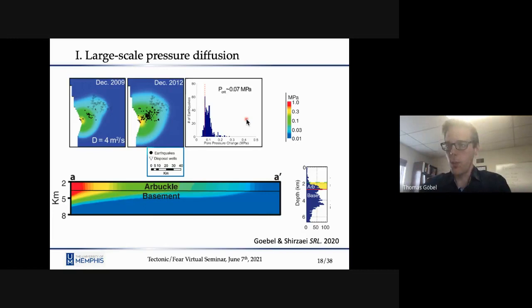So this is one scenario with a very specific hydrogeological structure and some specific values for hydraulic properties, and the resulting pressure perturbation may indeed be quite similar. We think that aftershock triggering stress magnitudes will be okay. So this, the first one, is large-scale pressure diffusion.